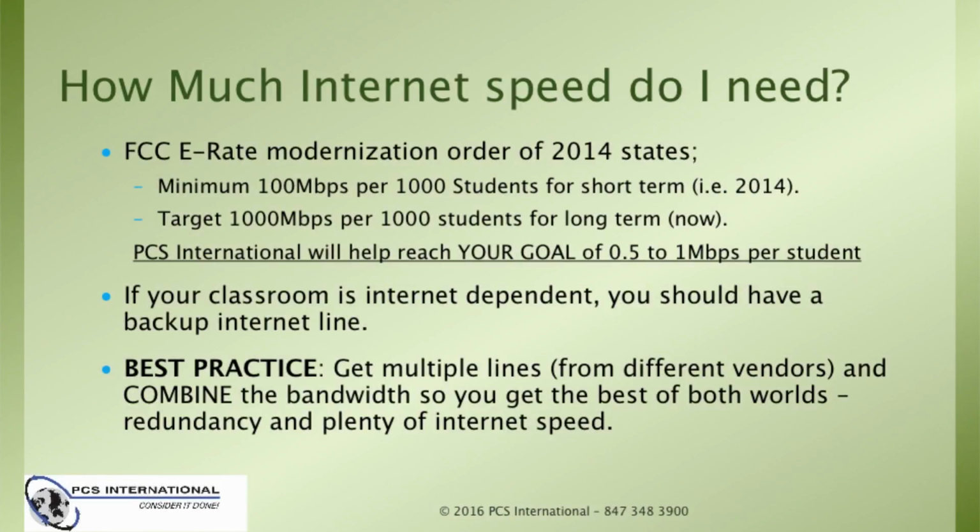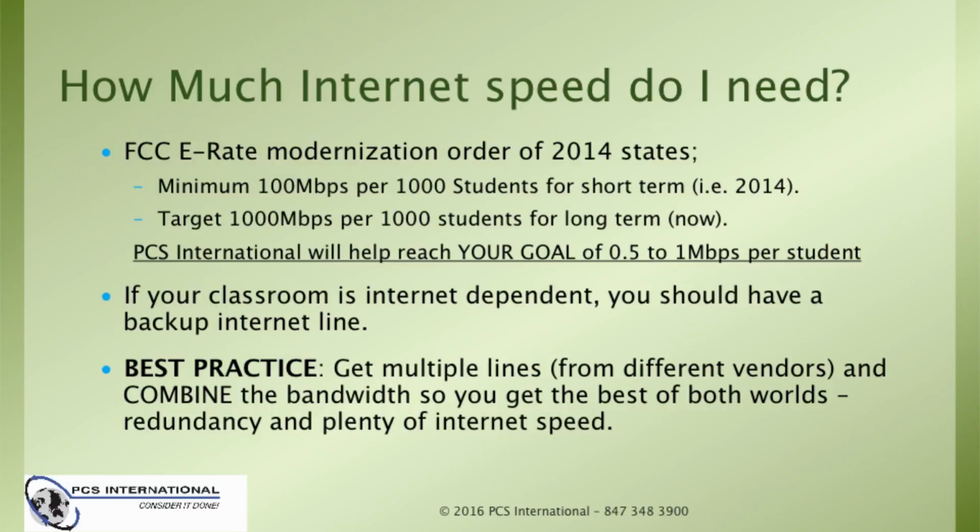How much internet do I need? It's a very common question. Well, the FCC E-Rate modernization order of 2014 states that the minimum for internet as of 2014 was 100 megabits per 1,000 students. And that was in 2014. Today, the target is 1,000 megabits, or 1 gigabit, per 1,000 students. Now, PCS International can help you reach that goal of getting between 1/2 and 1 megabit per student by creatively selecting vendors which will allow you to get that access.